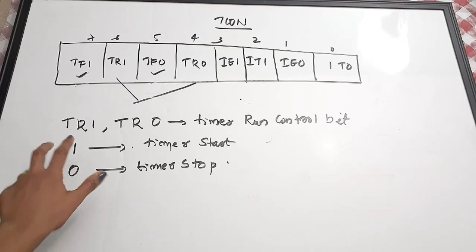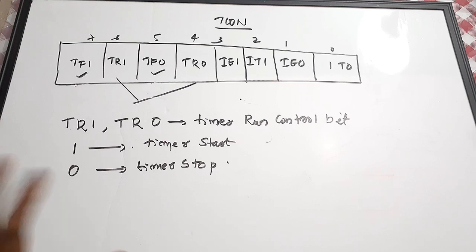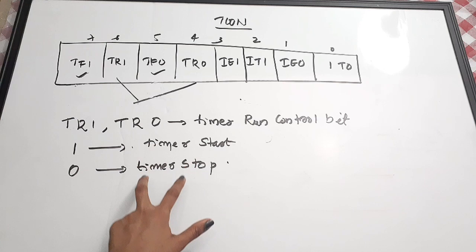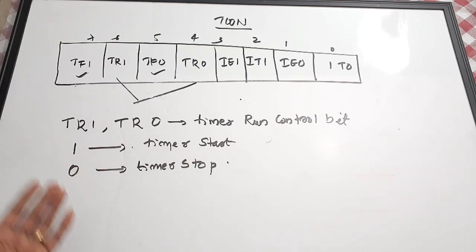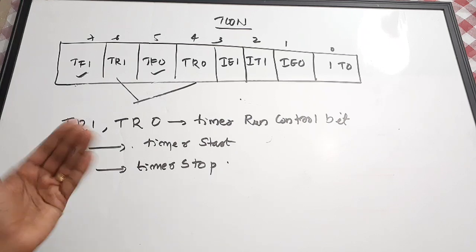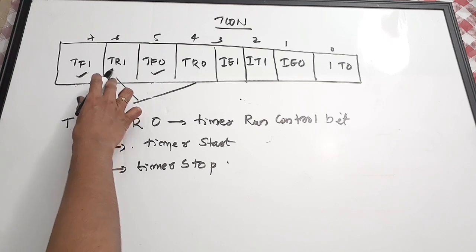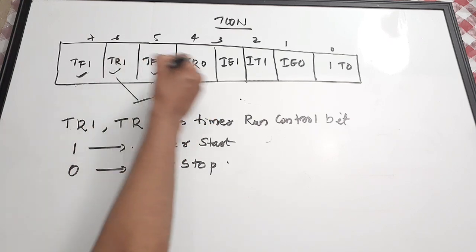But TR1 and TR0 we can set and we can clear, that is, we can start and stop. So they are set and cleared by the software. They are used to start and stop the timer programmatically. So that is TR1 and TR0 for starting and stopping timer 1 and timer 0. I hope it is clear.